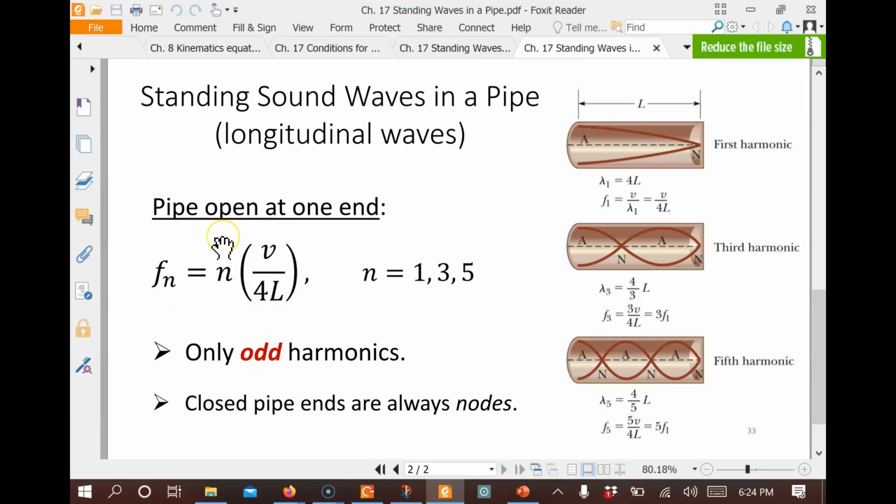And notice that for this one, you actually only get odd harmonics with this equation, 1, 3, 5. And that's basically due to how you're able to fit an additional half wavelength on. You get a quarter wavelength here. Next you fit an additional half wavelength, so you get 3/4, and another half wavelength to get 5/4, etc. So we can go ahead and use this equation here.